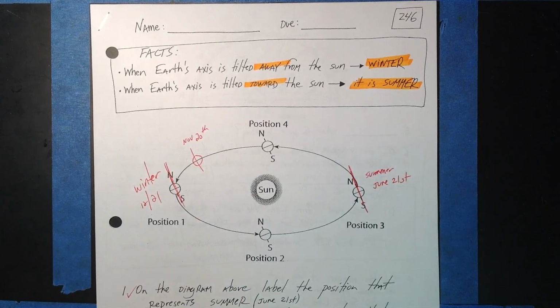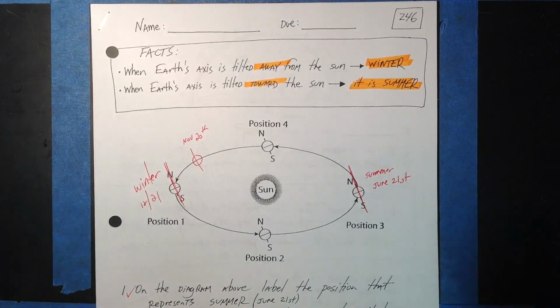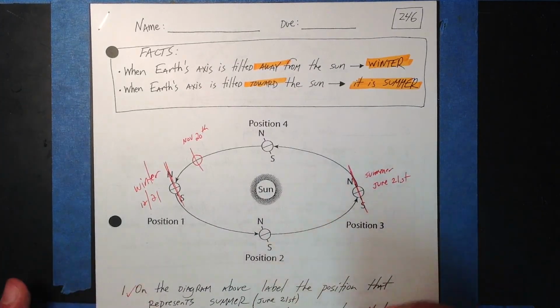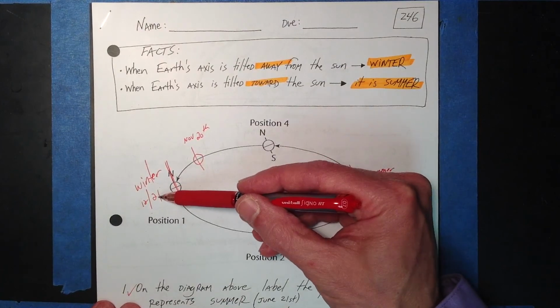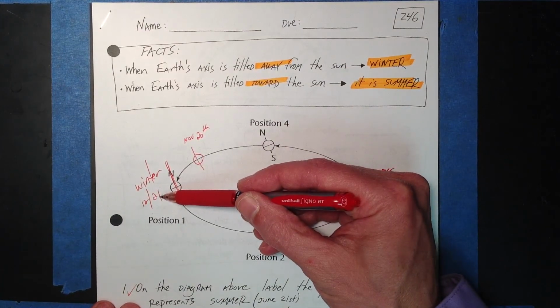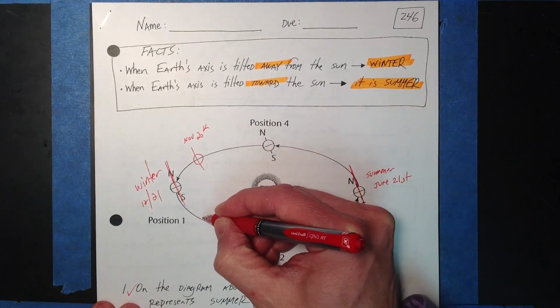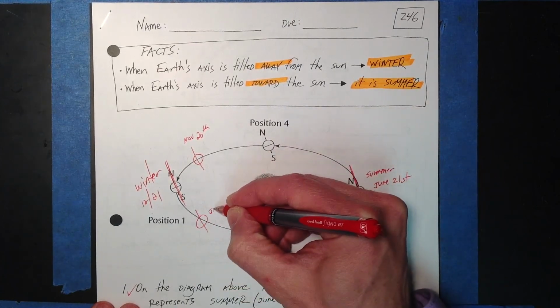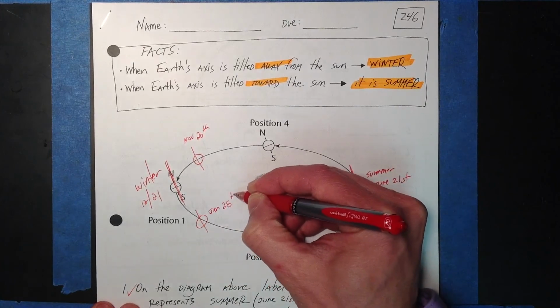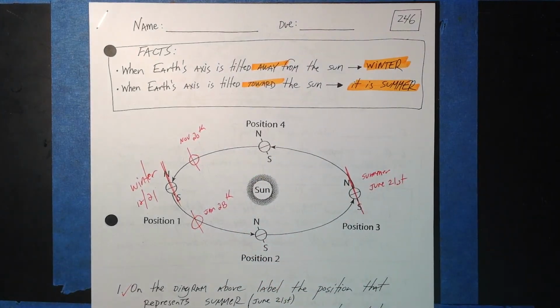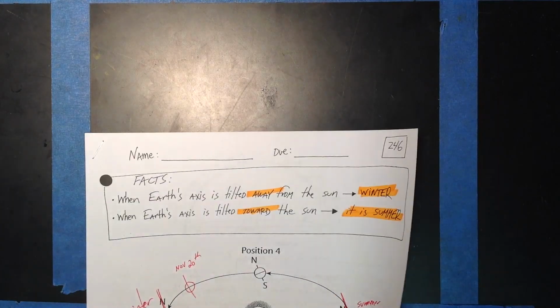On the diagram above, number 4, draw on the approximate location of Earth on your birthday. Label it with a date. People's birthdays will be different. Let's say your birthday is January 28th. Where would that be? Well, this is December 21st, right? So we're going to January, February, March. This is March 21st. So January 28th may be about here. And that's going to vary depending on when your birthday is. But okay, that is the first page.